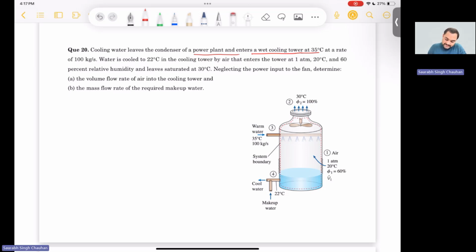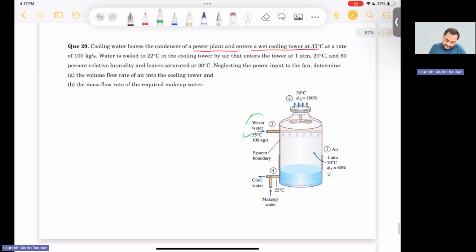The cooling water enters the wet cooling tower at 35 degrees Celsius at the rate of 100 kilogram per second. The water is cooled to 22 degrees Celsius by air. The air enters the tower at 1 atmospheric pressure.